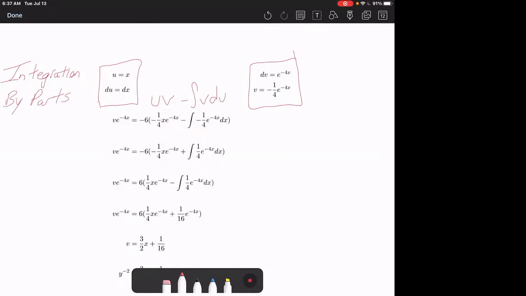But now u times v is x times -1/4 e to the -4x. That's how we're getting this term. And the integral of v du is the integral of -1/4 e to the -4x times dx. Now that integral is easy enough to solve for. But first, we're going to be very careful about our negatives, because there are really just negatives everywhere here. We got a negative here, negative here, negative here, negative here. So we're going to be very careful to make sure we don't mess these up and multiply them together to make positives. So these two negatives make a positive. And then these two negatives multiply to make a positive.